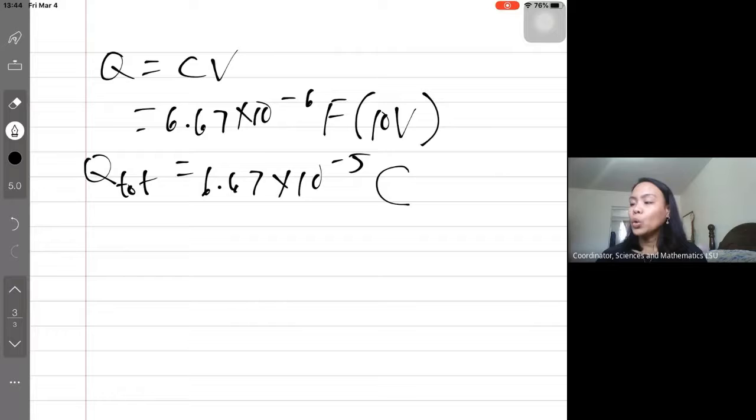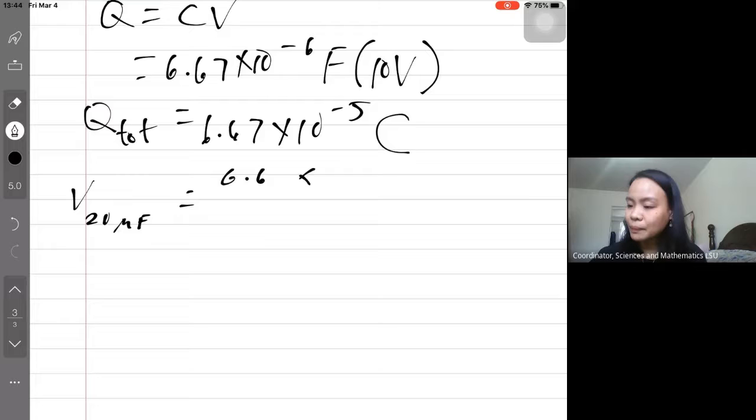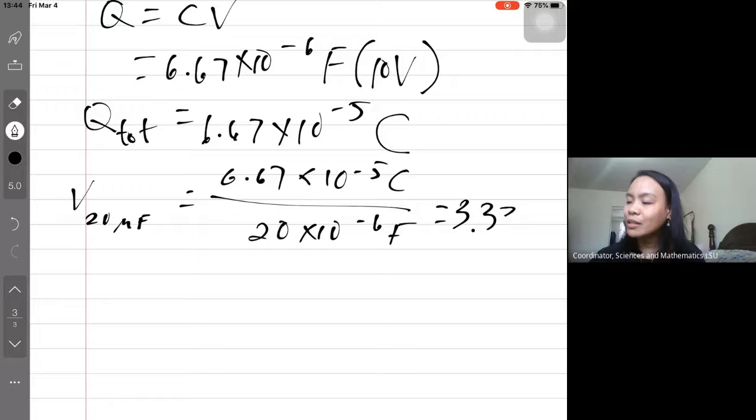Okay, now we can get our voltage in each capacitor. So for the voltage of our 20 microfarad capacitor, we have still Q is equal to CV. So V is equal to Q over C. So our Q is 6.67 times 10 to the negative 5 coulomb over 20 times 10 to the negative 6 farad. You get 3.33 volts for our 20 microfarad capacitor.